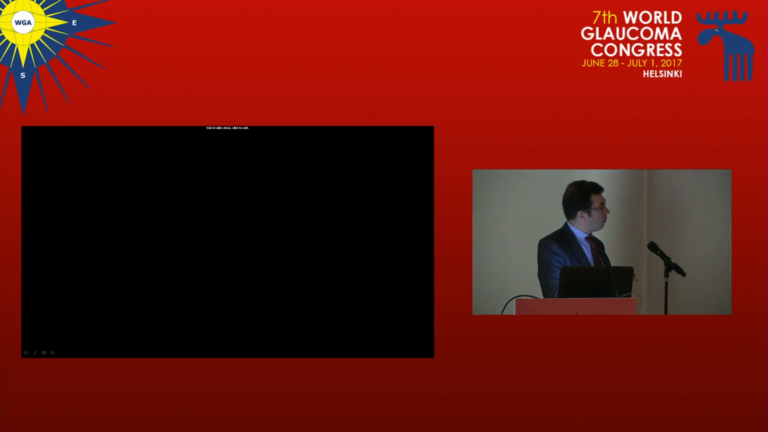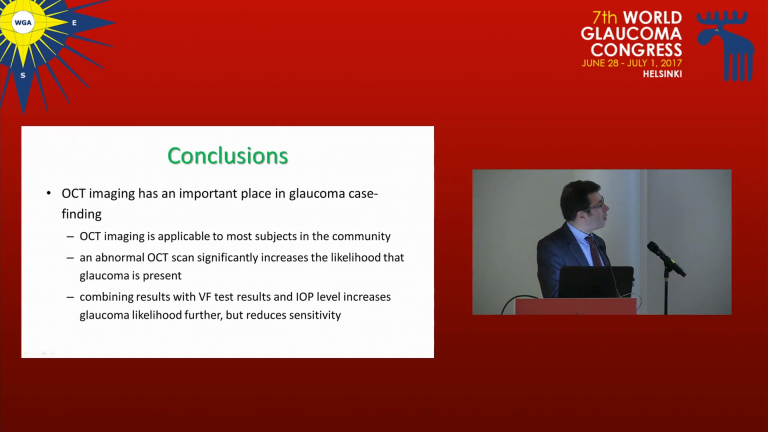It's applicable to most subjects in the community. Over 97% we could get pictures from. An abnormal OCT scan significantly increases the likelihood that glaucoma is present, and then we can combine the results with other test results. Thank you for your attention. We'll be taking questions, as David mentioned, at the end.